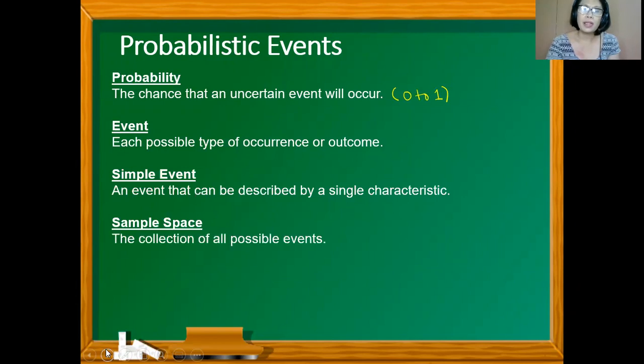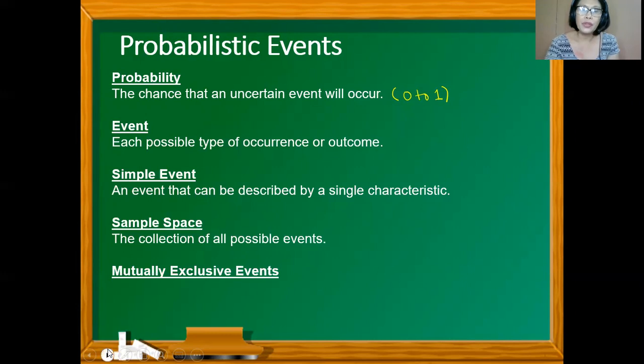Now, the sample space is the collection of all possible events, so the total number of elementary outcomes. Like I've mentioned about a standard deck of cards, there are 52 cards. So the sample space there is 52. From a fair coin, the total outcomes is 2. So the sample space is 2. From a fair die, we have 6 outcomes there. So the sample space is 6.